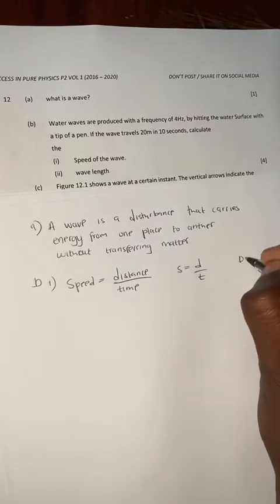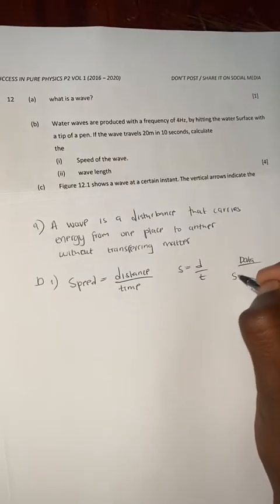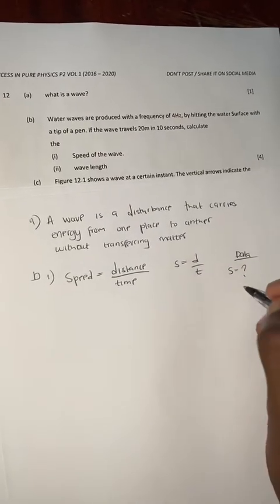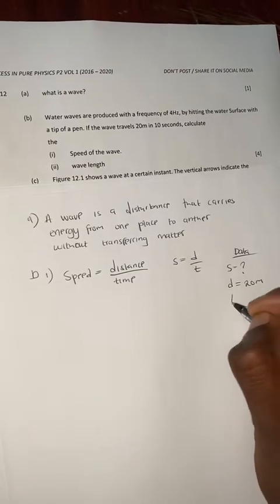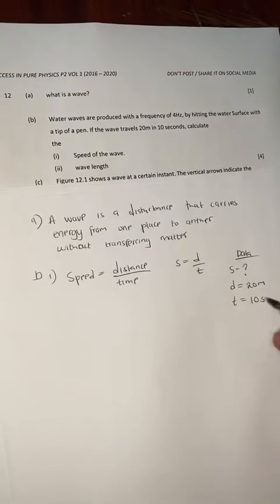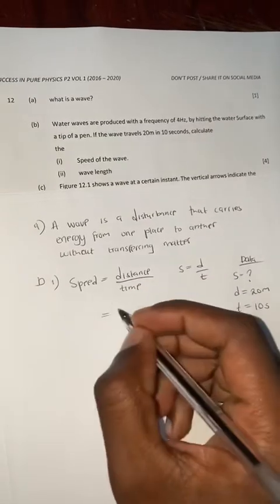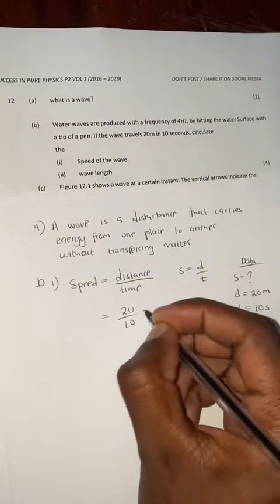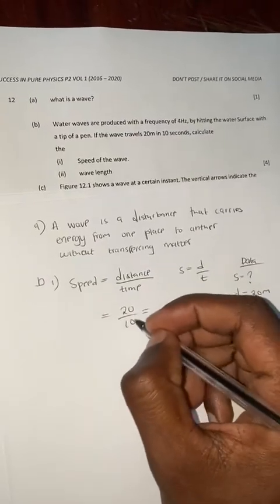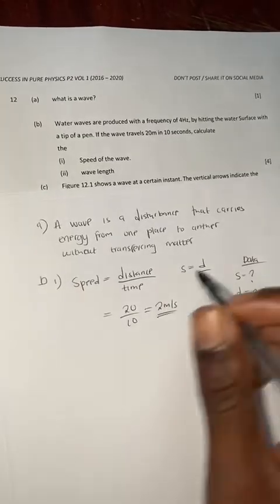So our data in this question, speed is what I'm looking for. I'll put a question mark. Distance I've been given is 20 meters. Time I also have, it is 10 seconds. So I'll substitute these values in the formula where I'll say speed is equals 20 over 10. When you divide the two, I'm going to get 2 meters per second.